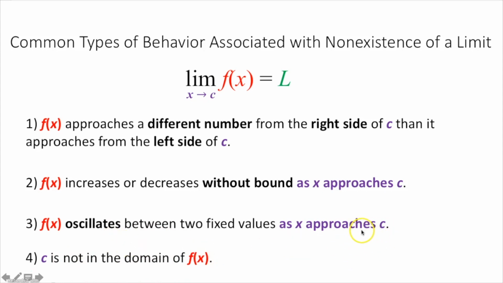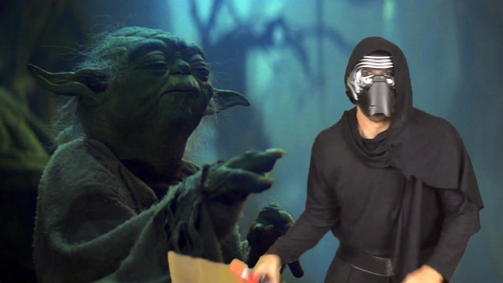If you were to say the limit as x approaches negative 5 of that particular function, you would not be able to find that limit because negative 5 would not be in the domain of the square root of x. It starts at 0 and continues on in a positive manner. Time to use the force.